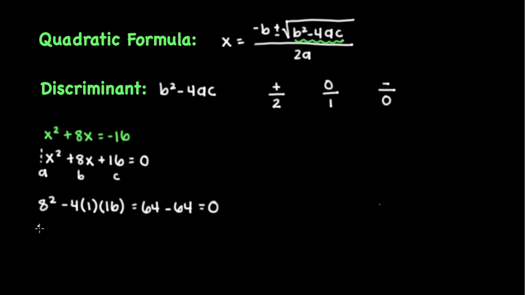This means that there is exactly one repeated real solution to this quadratic example.